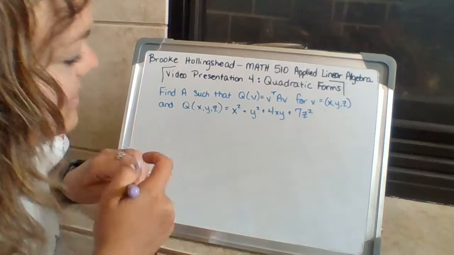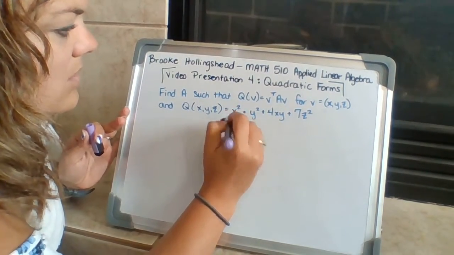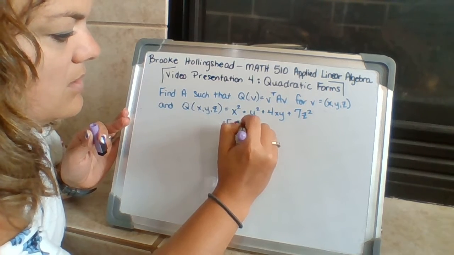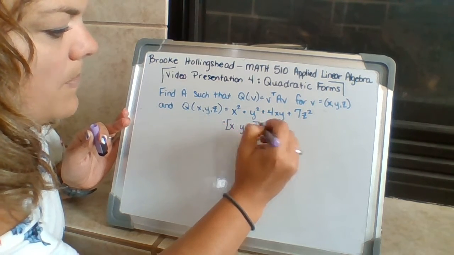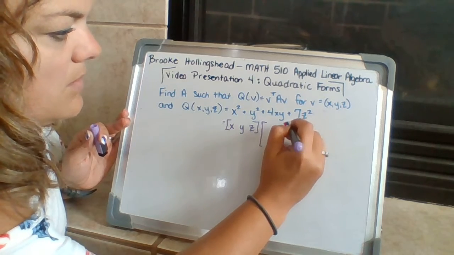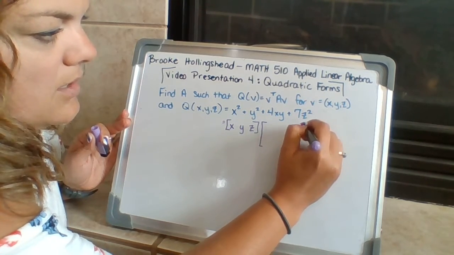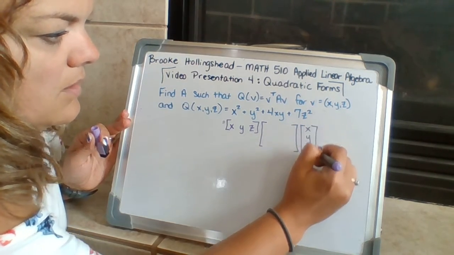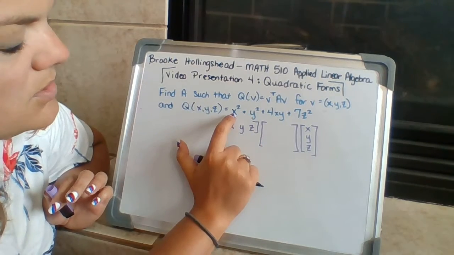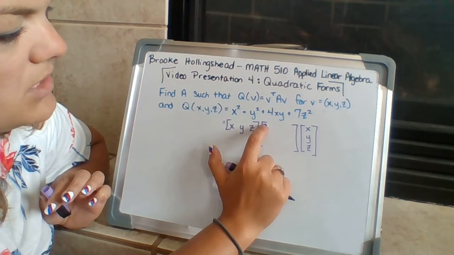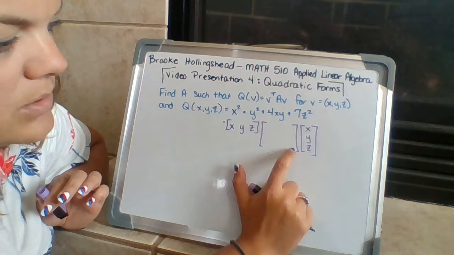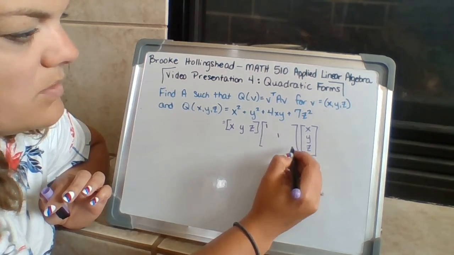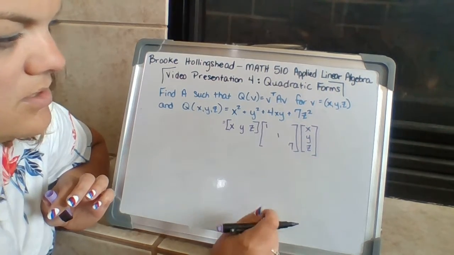So the first thing we're going to do to use this formula is start with xyz, and then this is going to be our matrix A, and we're not quite sure what it is yet, and xyz. The way that we're going to do this is our x squared coefficient, our y squared coefficient and our z squared coefficient are going to be our diagonals. So we just have 1 for x squared, 1 for y squared, and 7 for z squared on our diagonals.